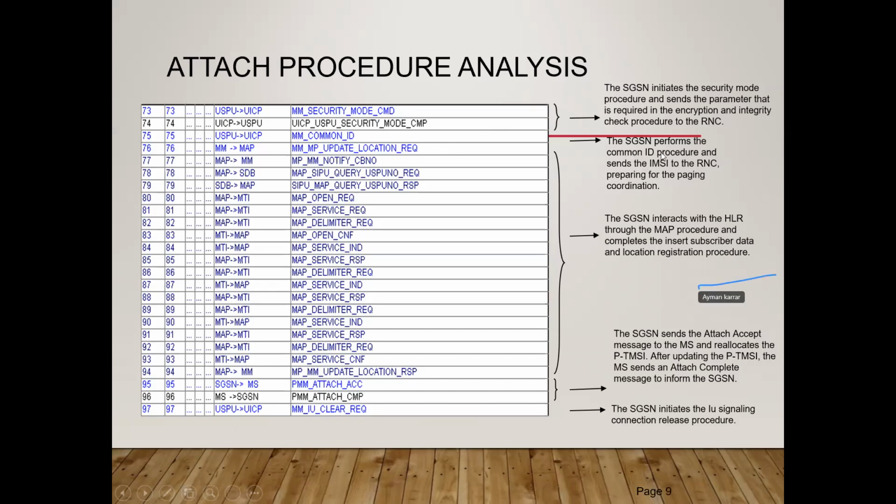And then there is the common ID. The common ID procedure is used to send the IMSI to the RNC and to ensure that paging coordination is done. Then there is your coordination with the HLR for location update. You send a location update, and HLR will send the APN information and the subscription information. This is again over MAP.